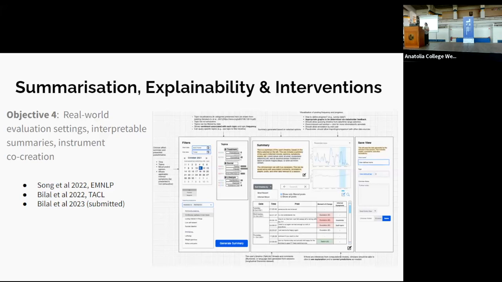And then finally, another line of work that we've been working on in the group is summarization, explainability, and interventions. So far we've been working on different kinds of summarization methods for multi-document opinion summarization in social media. We're also extending these methods to long documents, to tackle the problem of summarizing really long timelines, and also looking at how you use summaries as explanations.